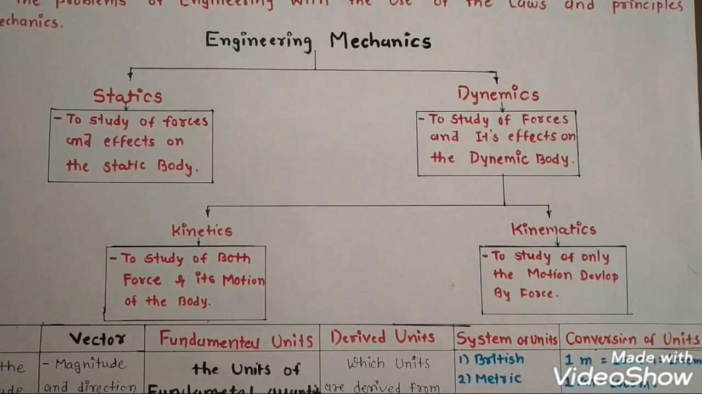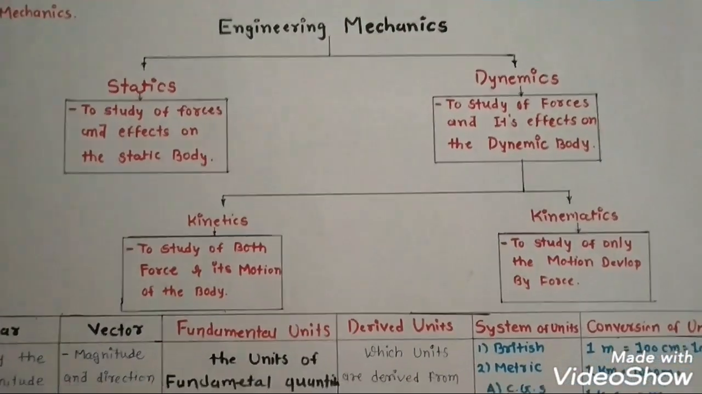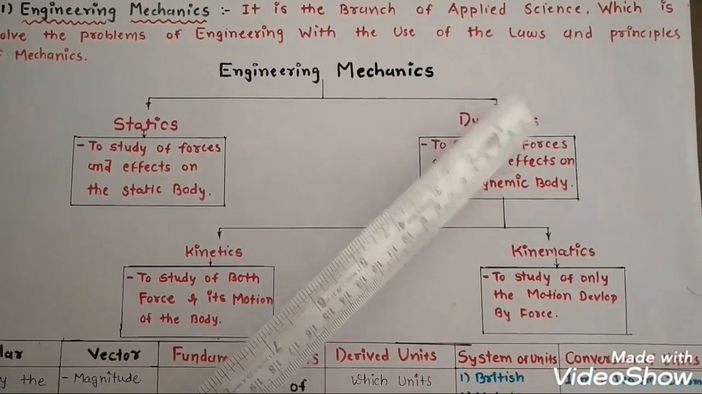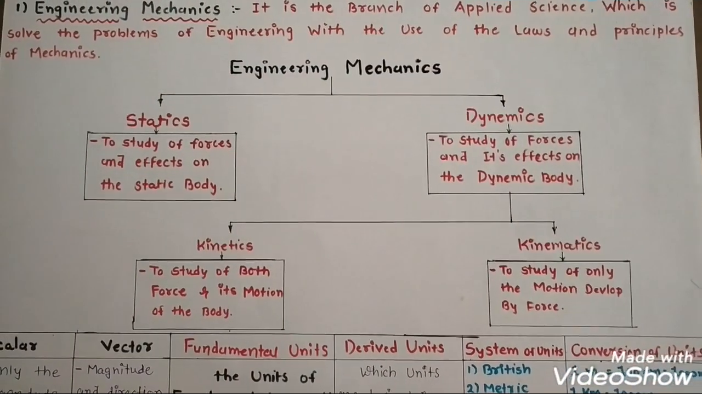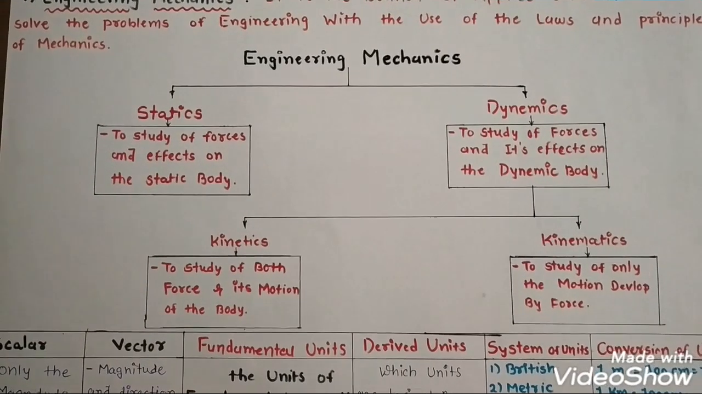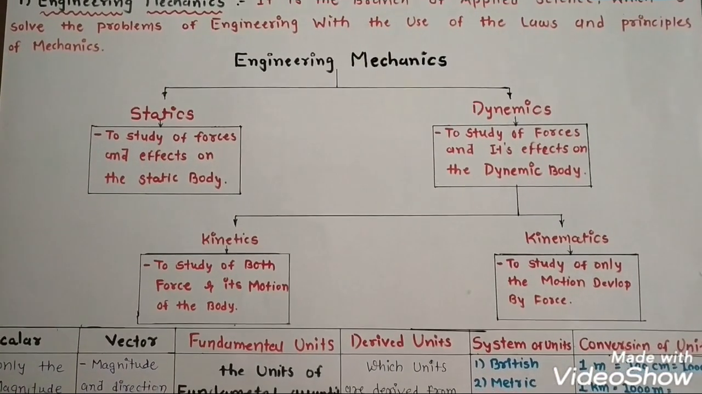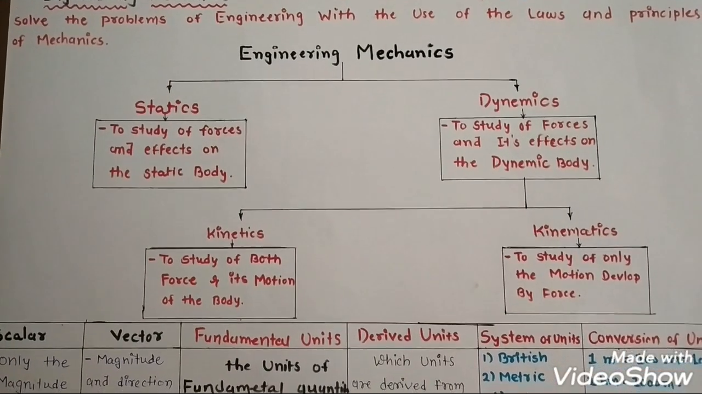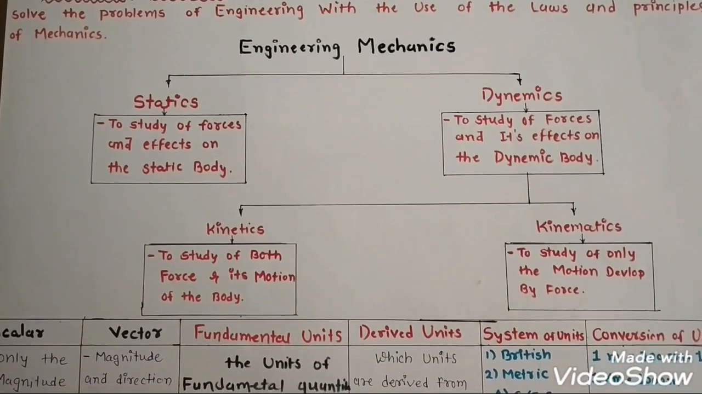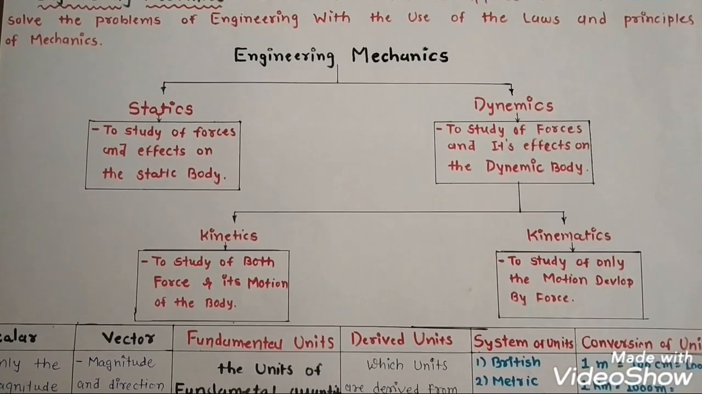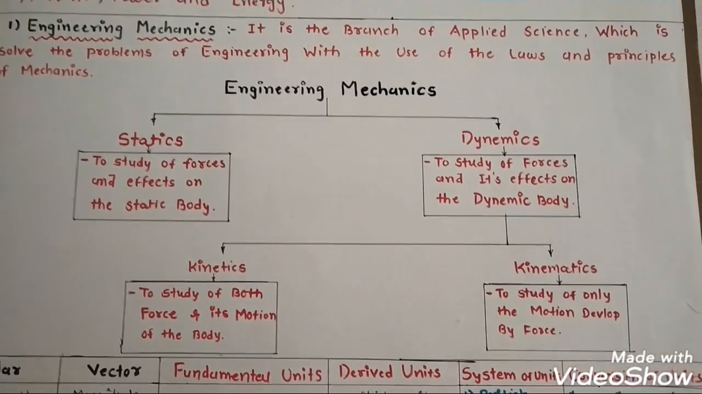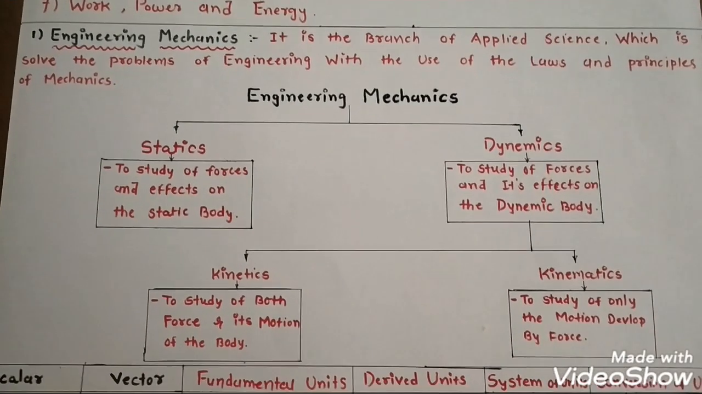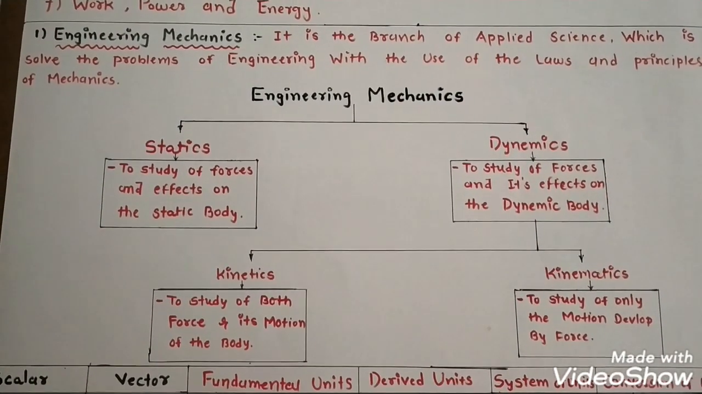Further, the classification of engineering mechanics is of two types. The first one is statics and the second is dynamics. So what is statics and what is dynamics? First is statics. In statics, we study force and its effects on a static body, and in dynamics, we study forces and their effects on a dynamic body.